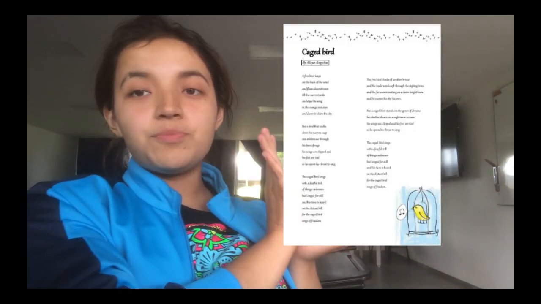Welcome to this video project for English literature subject from ELT course 3rd semester. Here I'm gonna talk about this work, Caged Bird by Maya Angelou. This work talks about two birds.